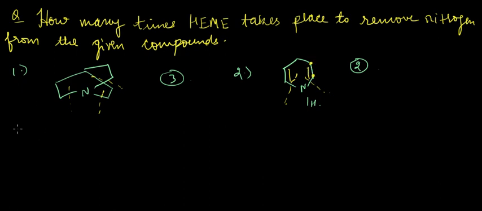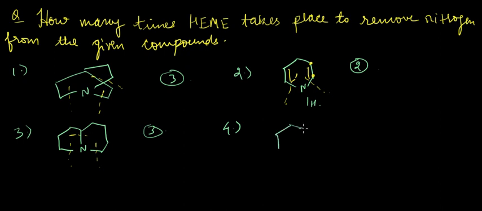Okay, let's see the third example. So how many times does Hofmann elimination need to take place for this compound? The correct answer here would be again 3. And why is this the case? First time here, second time here, and third time here. Okay, let's see the fourth compound. Here we have this one. So how many in this case? Again only 1 time. Why? It only needs to get detached from this bond.